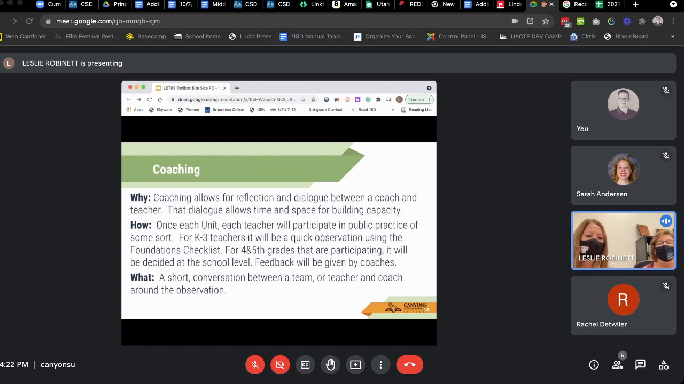So the K-3 teachers, we do have the foundations checklist that we've been using from the map. It's been in the map for several years, and it is a compilation of the phonological awareness and phonics pieces that align with our foundations block in the literacy block in the map. And for fourth and fifth grades, because they are not fully participating to the same degree that the state is requiring of the K-3 teachers, and that's an opt-in by certain schools based on their data, their public practice may look a little different than the actual coaching cycle. But we want you to feel supported with your coach and to be able to learn with your coach.